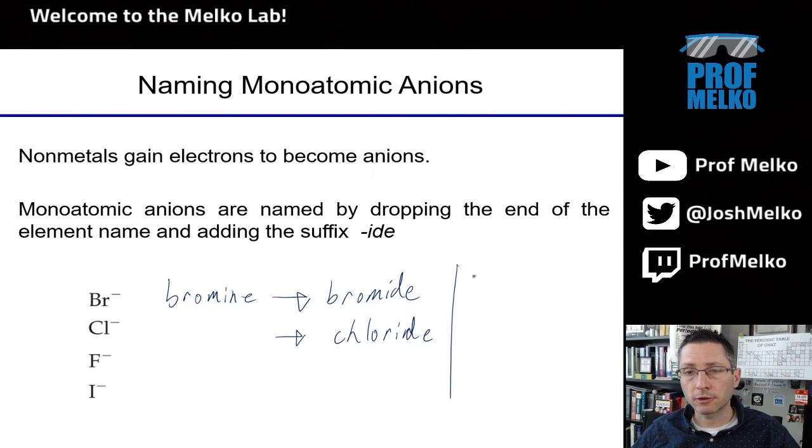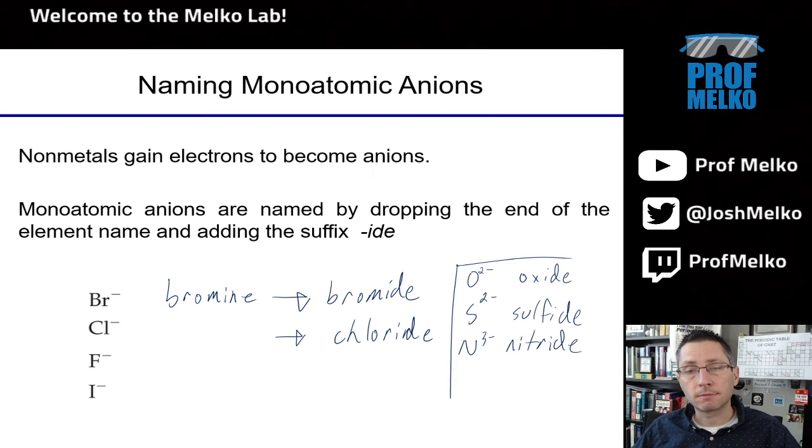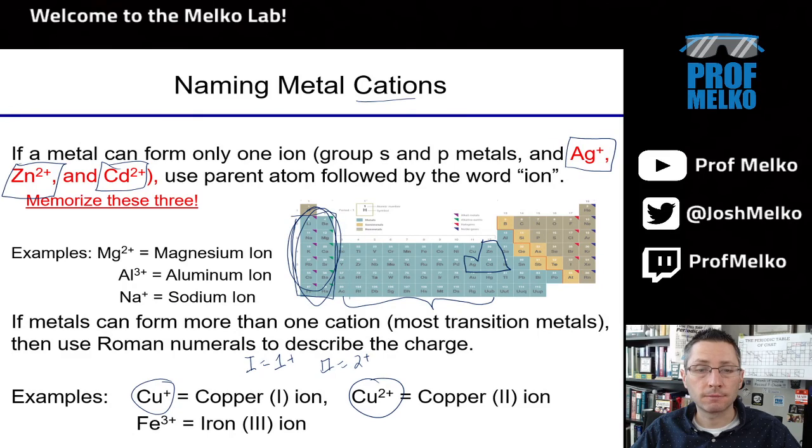You can do this with other elements as well. Let's look at O2 minus, oxygen, oxide. Sulfur, sulfide. Nitrogen, nitride. So it's a little bit different with negatively charged ions or anions. We change the suffix to IDE. Positively charged ions, we don't add a suffix. Positively charged ions, we might add a Roman numeral if the elements are one of these transition metals.